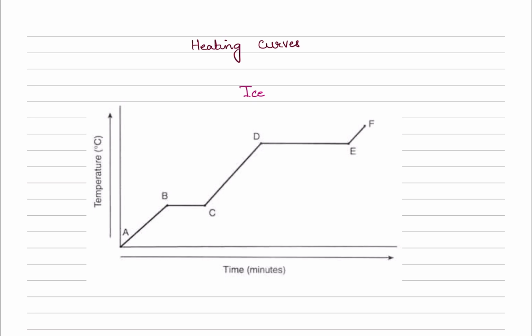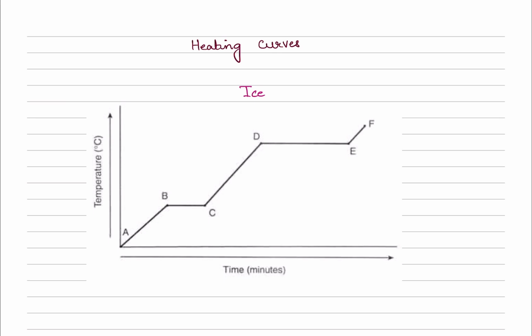In this video, we are going to cover heating and cooling curves. As the name suggests, it's a curve, so it has to be plotted on graph paper. On the x-axis, you have time in minutes, and on the y-axis, you have temperature in degrees Celsius. Don't forget to label your axes when you're plotting a heating curve or a cooling curve. I'm going to specify in this case that this is a heating curve for ice.